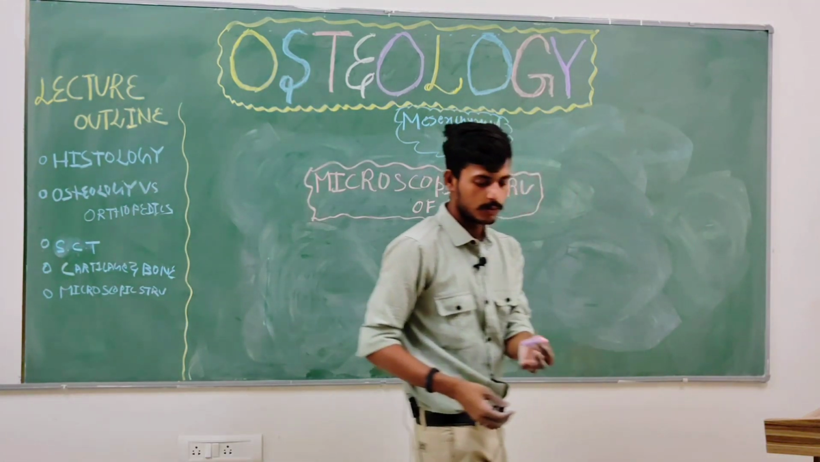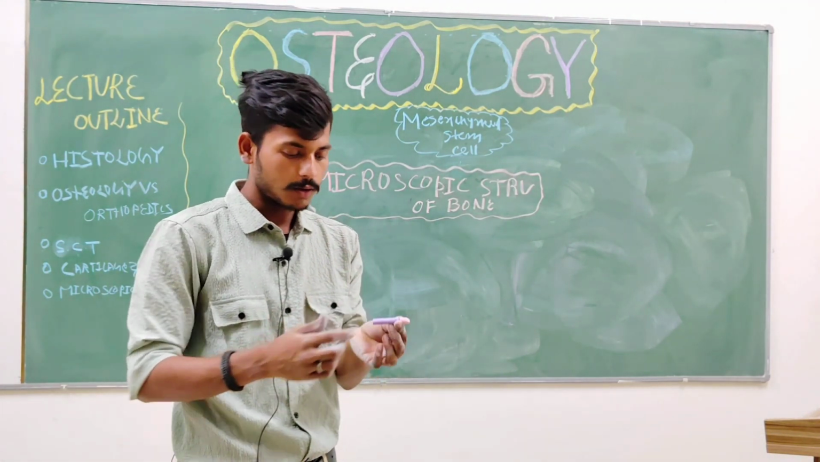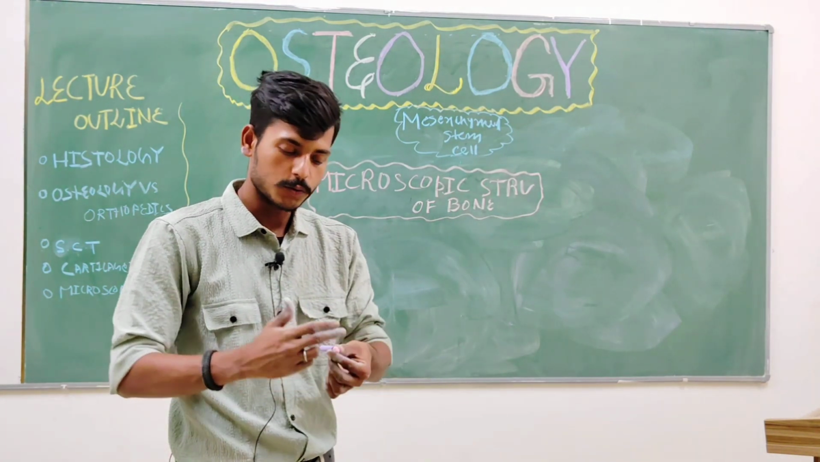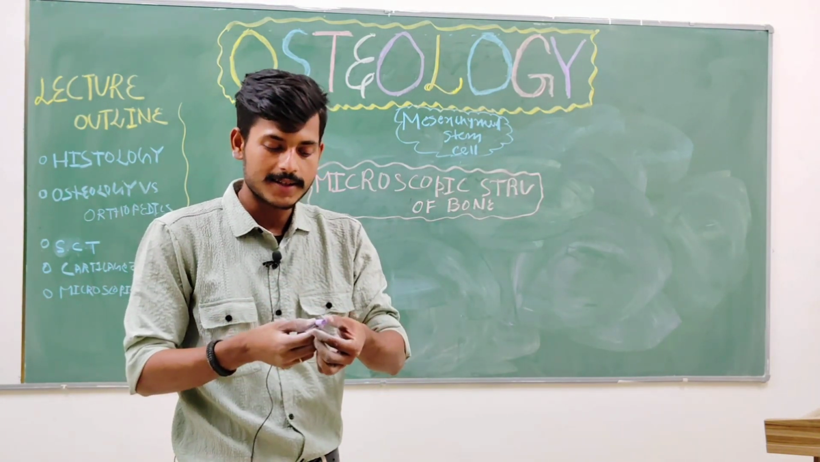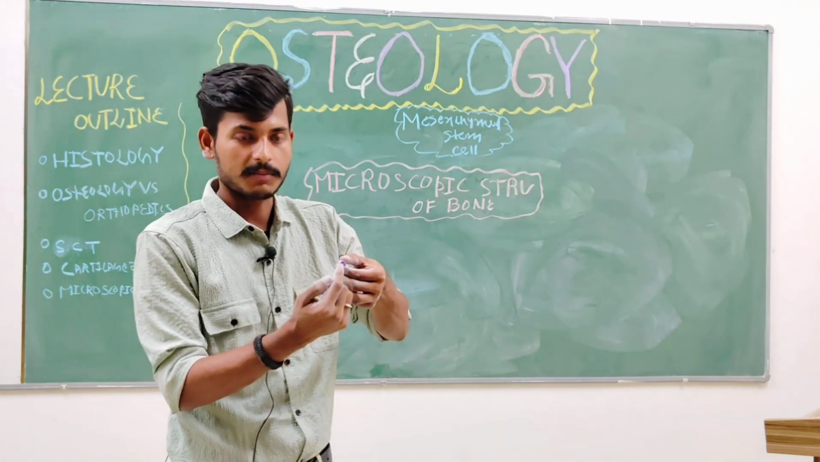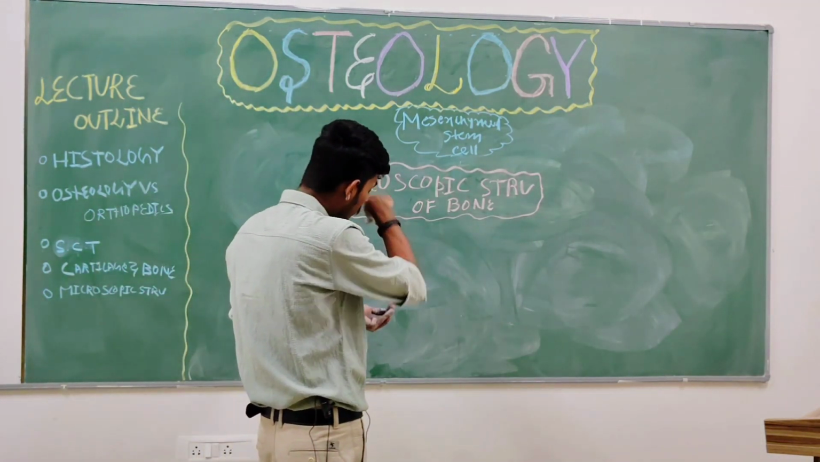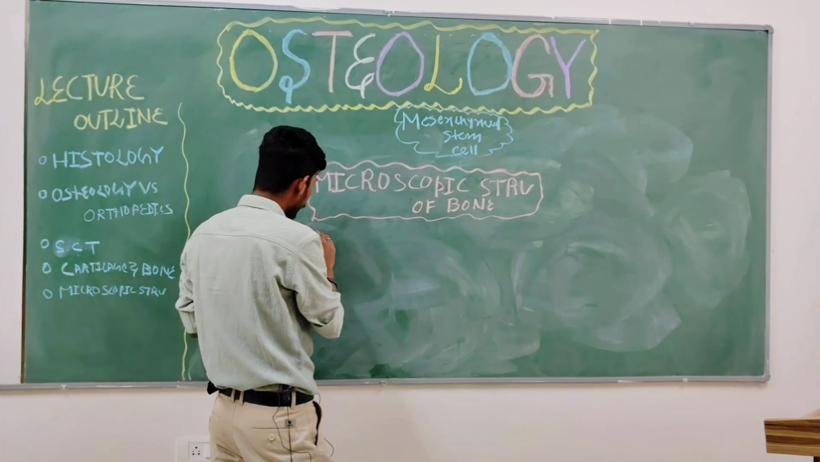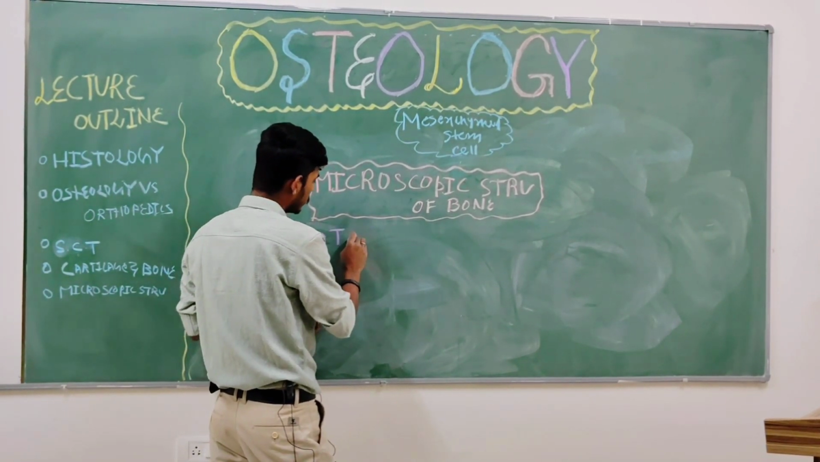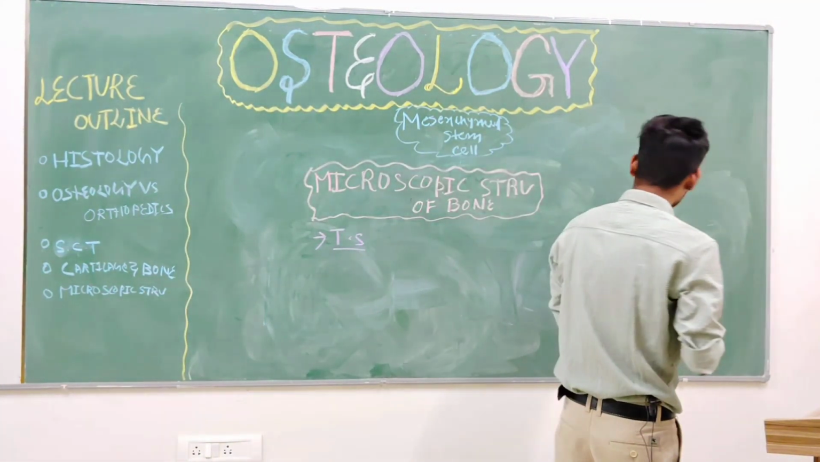Suppose this is one bone, but you cannot put it in the microscope and see it, because it is covered. So you have to dissect. Once you dissect the bone, you are able to see basically this part. This is called the transverse section of the bone. So for the study of the microscopic structure of the bone, we first have to study the transverse section of the bone.